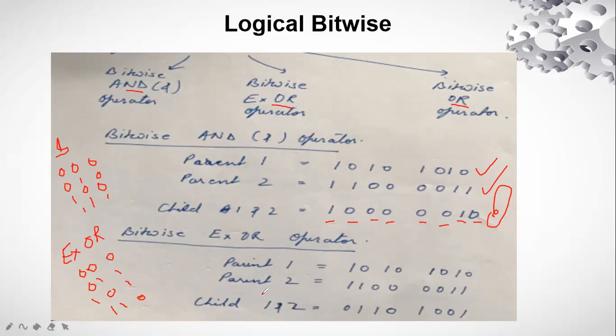So for parent 1 and parent 2, based on this particular table, we are going to apply this. This is parent 1, this is parent 2. 1, 1, the child will get 0. 0, 1, 1.